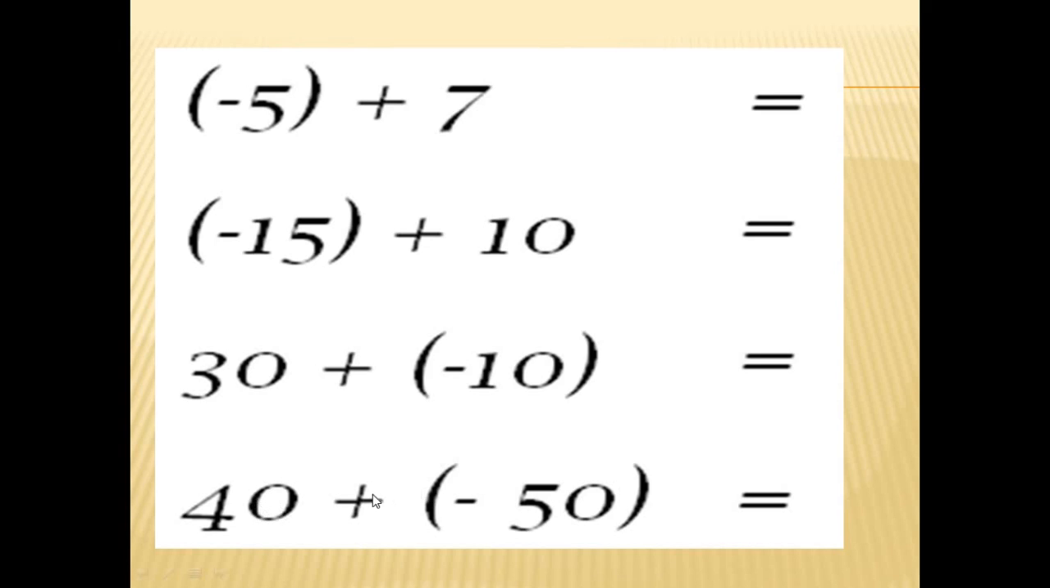One more. 40 plus negative 50. The absolute value of 40 is 40. The absolute value of negative 50 is 50. The difference is 10. And the greater number is 50. It is having a negative sign. Therefore, the answer is negative 10.